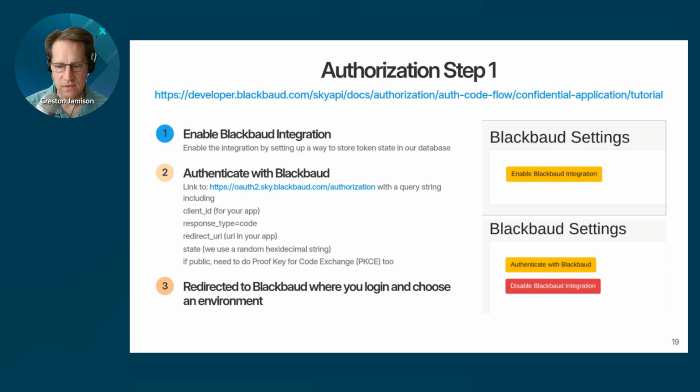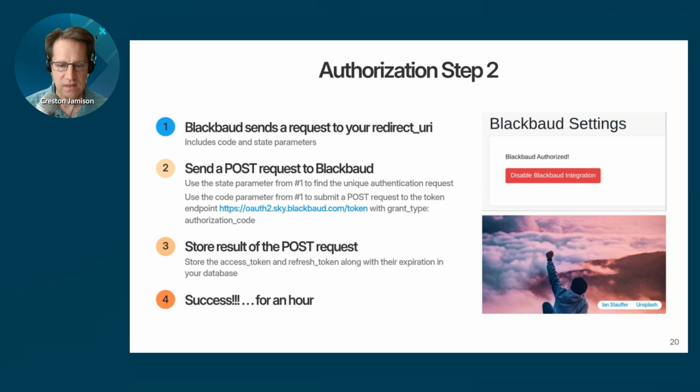Okay, so when you click on, as the image shows in the lower right, authenticate with Blackbaud, it goes to that URL and you are redirected, or a Blackbaud modal window opens, and you are asked to log into Blackbaud if you haven't already and choose the environment you want to authorize this application for. Now, after you've chosen that, while that's happening, Blackbaud sends a request to the redirect URI you specified. So that endpoint will receive a request, and it includes the code and a state parameter.